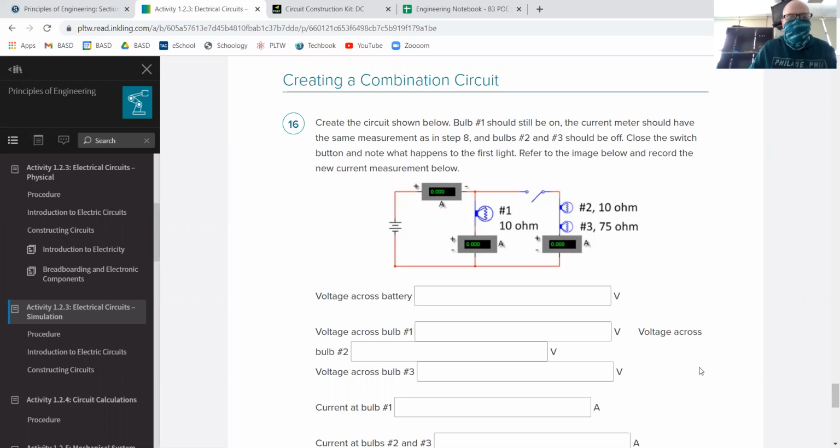So anyway, to celebrate my 50th birthday, I would like to go over one of the more difficult problems from Project Lead the Way, Principles of Engineering, assignment number 1.2.3, SIM.